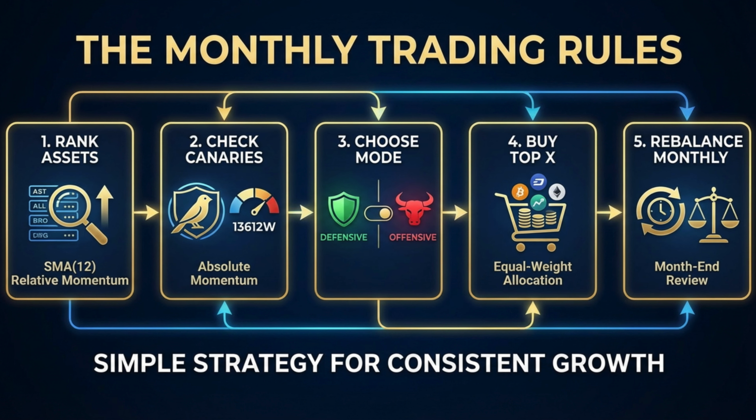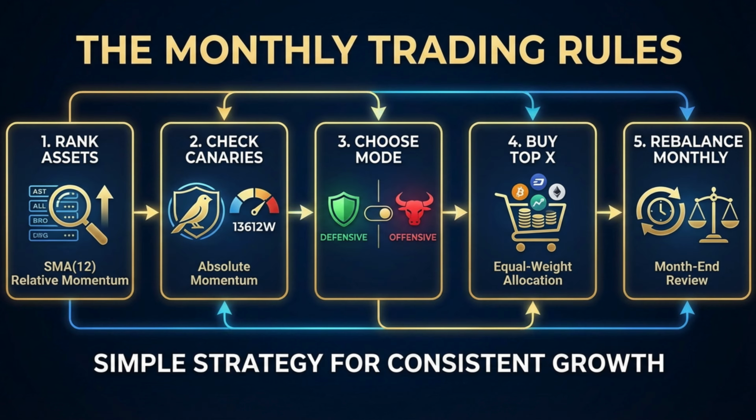BAA is run monthly using month-end data. Step 1, rank assets with the slow SMA 12 momentum measure. Step 2, check the canaries using the fast 13612W signal. If any canary is negative, you go defensive. Otherwise, you stay offensive. Then you buy the top-ranked assets for that mode, equally weighted, and rebalance next month, whether or not anything changed.